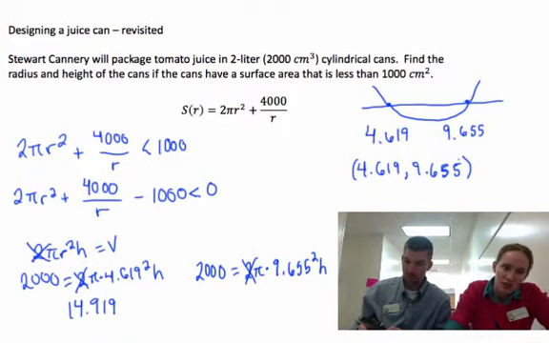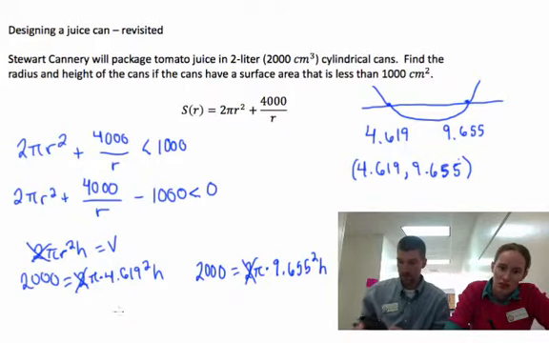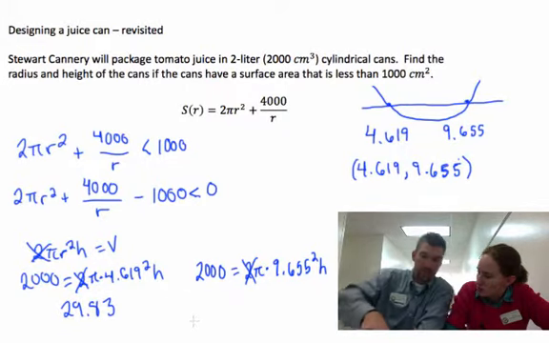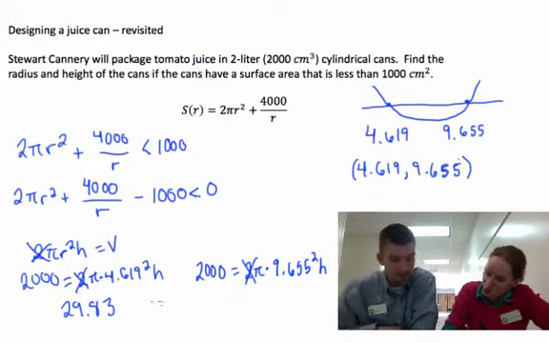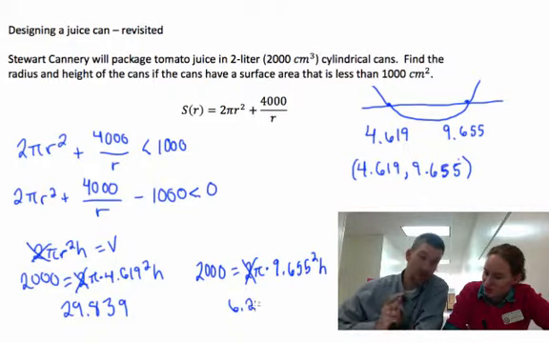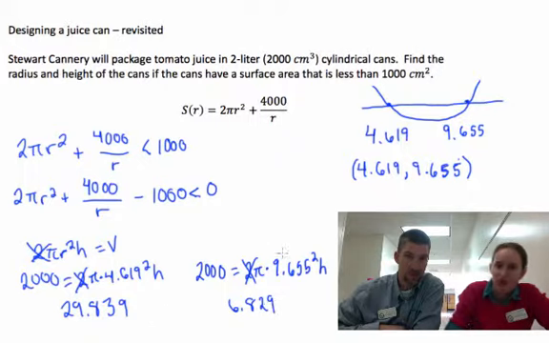So I get 29.83 on the first one and 6.829 on the second one. Is there a reason there were only 2 decimal places? It's 29.838, sorry, and 6.829. Okay, and that's a range of values.